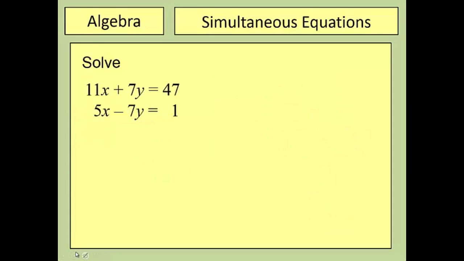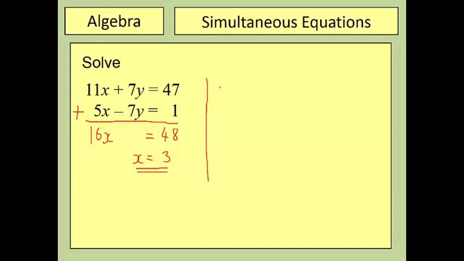Okay, let's look at the next question. We've got 7 and 7 the same, only this time they're different signs. We've got a positive and a negative, and if they're different signs, you add the equations. So we've got 11 plus 5, which is 16, so we have 16x, and these will cancel, and then 47 plus 1, which is 48. And if 16x equals 48, x is 48 divided by 16, which is 3.